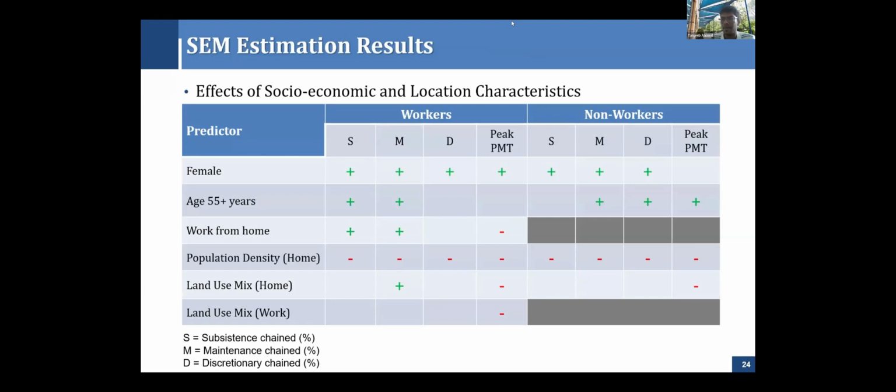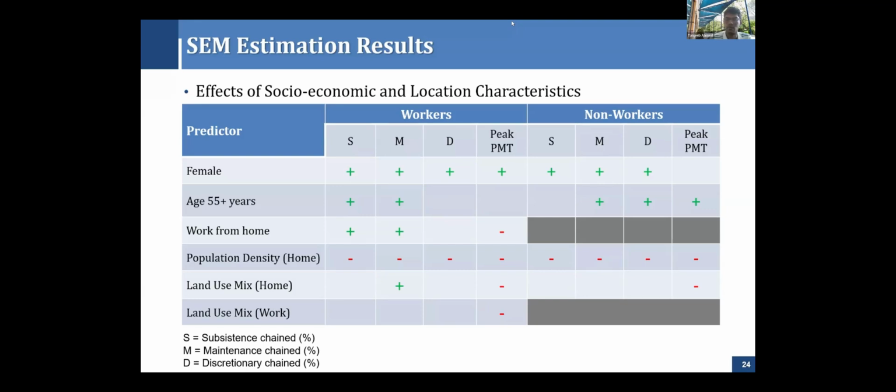So here I present the main findings from the total effects of socioeconomic and location variables on activity travel chaining propensities and peak PMT. We find that workers and non-worker females have higher activity travel chaining propensities for all three activity types than worker and non-worker males, respectively. We also find that female workers have greater peak motorized PMT than male workers.